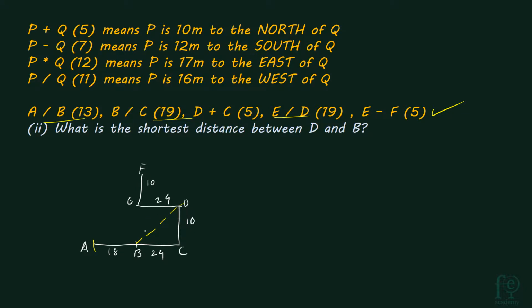As you can see, this is the hypotenuse of a right triangle. So it should come like root of 10 squared plus 24 squared, which gives you root of 576 plus 100, or root of 676, which is equal to 26 meters. So 26 meters will be your answer.